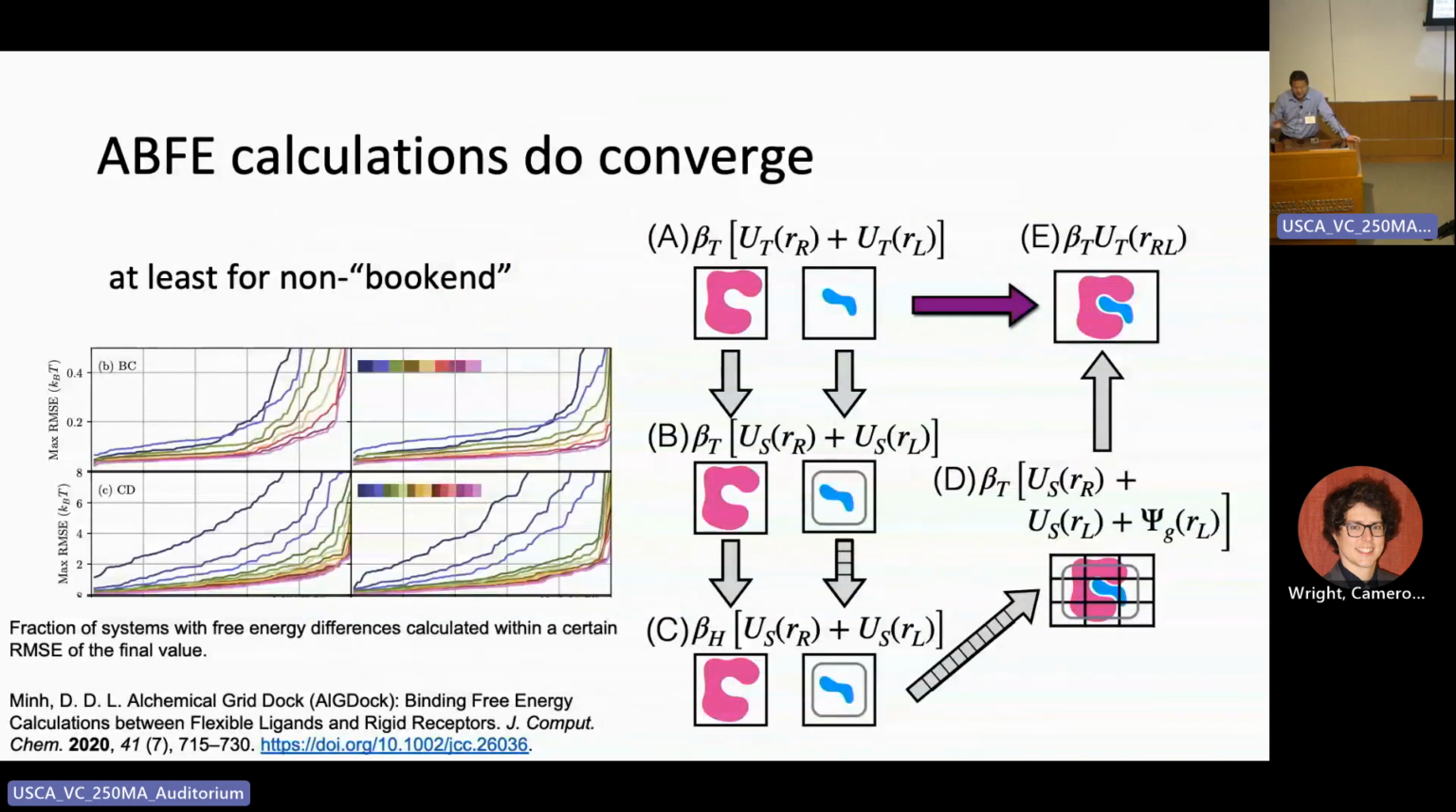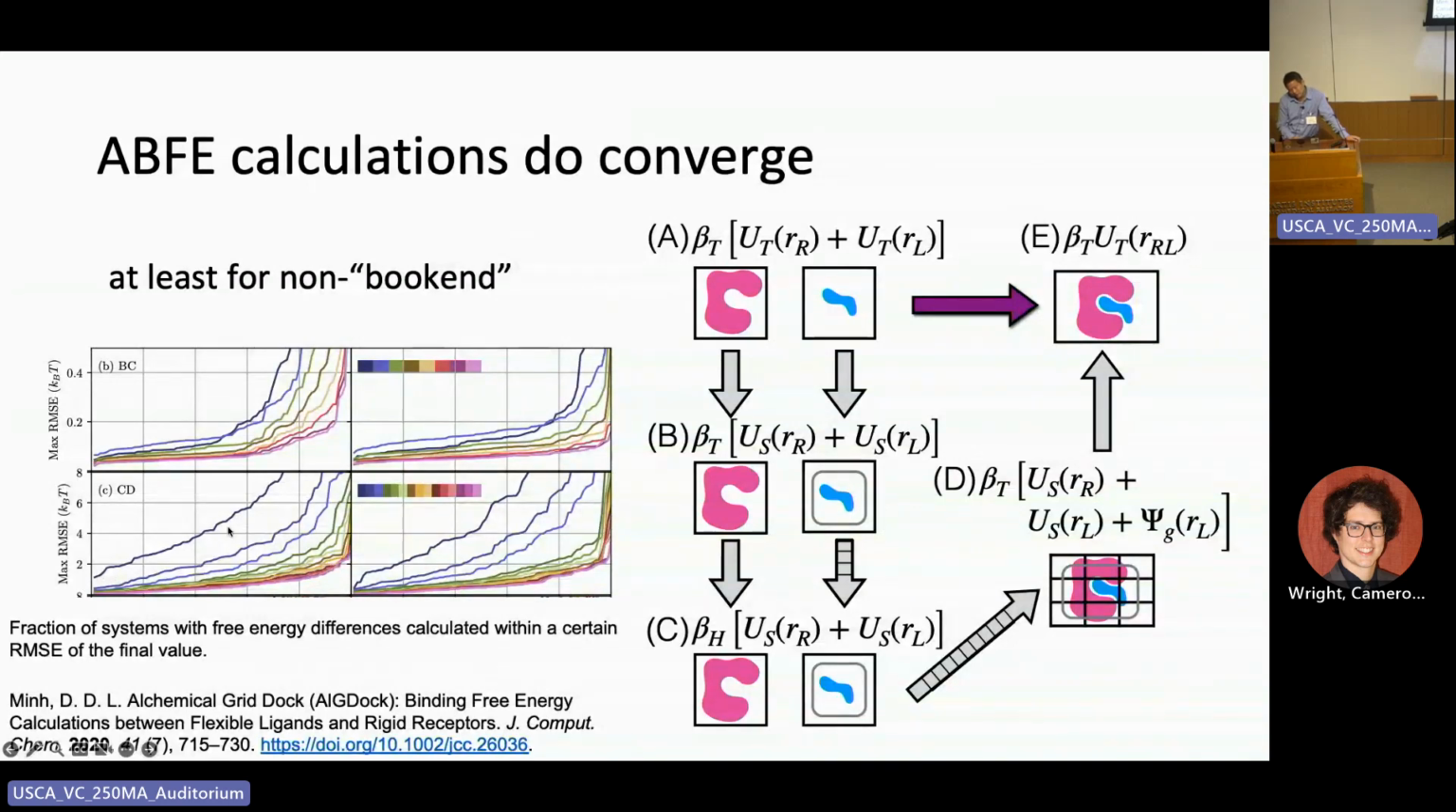Okay, so these calculations did converge, at least in the parts that were not bookends. The way I did this thermodynamic cycle is simulations in these states with replica exchange, and then there are these bookends with free energy perturbation, essentially. Those are higher variance, but for almost all systems, at least, the error is less than 2 kT.